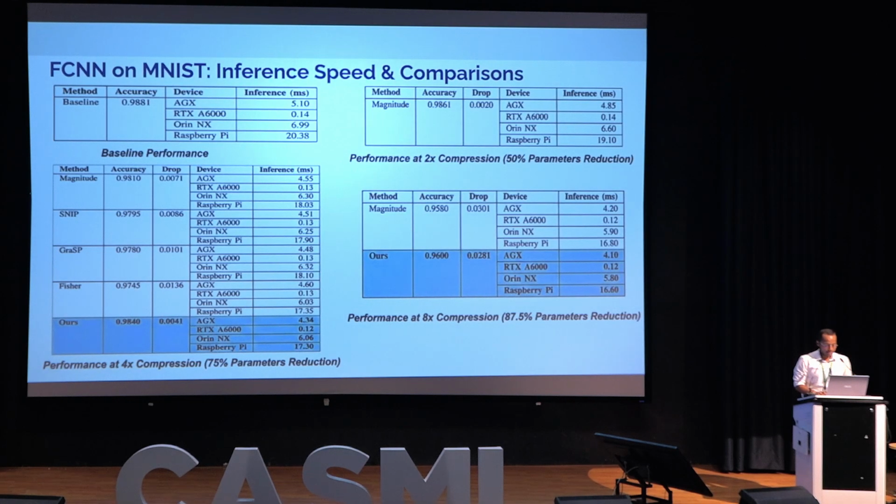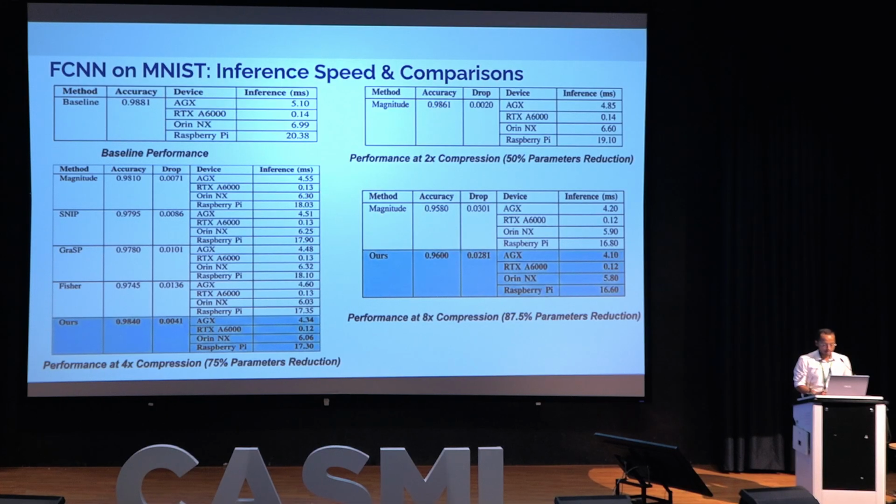In this slide, we have tried to compare our method with the existing pruning-based methods. So for example, at 4 times compression, magnitude pruning drops to 98.10 accuracy, while our method stays at 98.4. At 8 times compression, magnitude pruning has an accuracy of 95.8, and ours still preserves around 96.